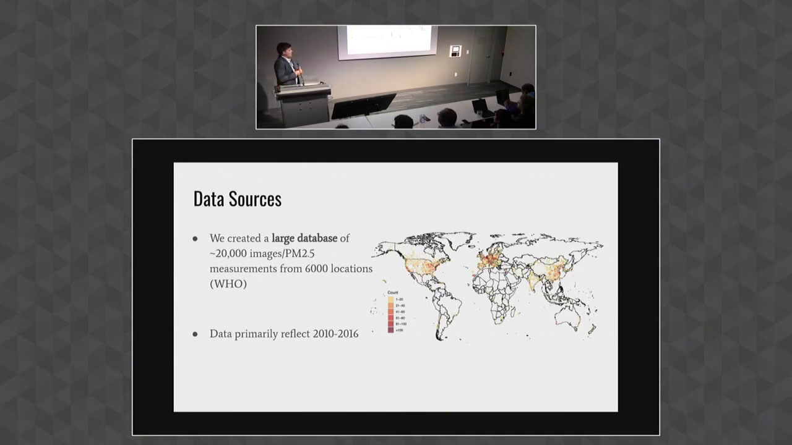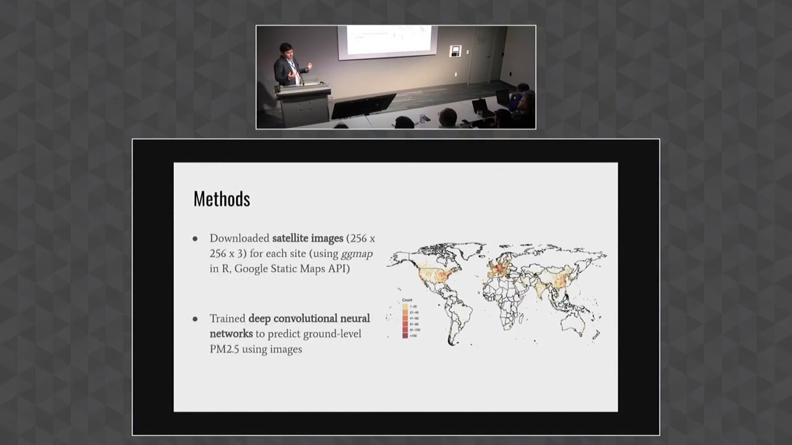So first, we had to find a big database. We used the WHO database of about 6,000 locations with ground level PM 2.5 measurements over multiple years. So it's about 20,000 images, primarily between 2010 and 2016. We downloaded satellite images from the Google Static Maps API for each of these locations, and then we trained deep convolutional neural networks to predict the ground level PM2.5 directly from the images.